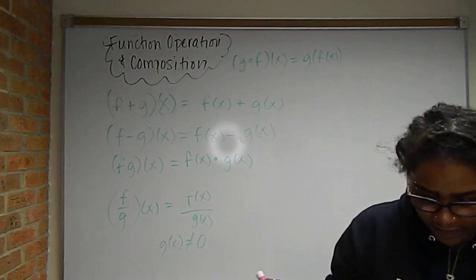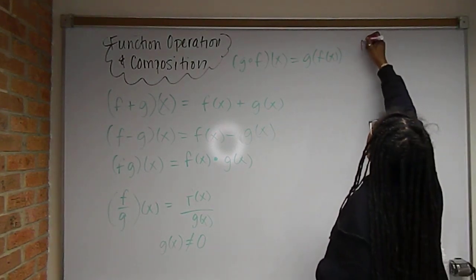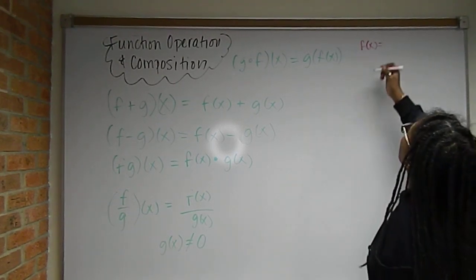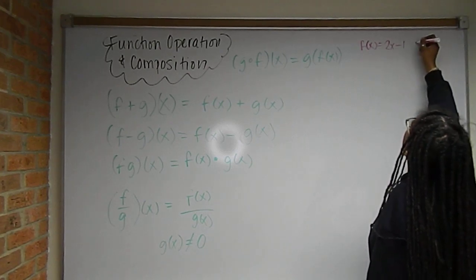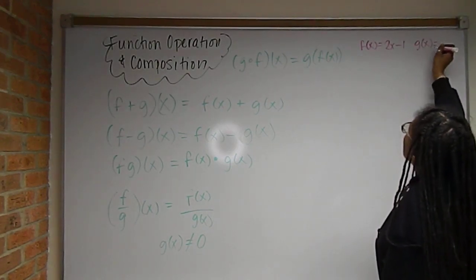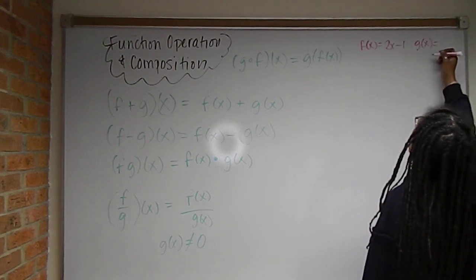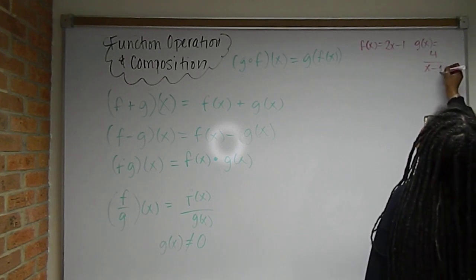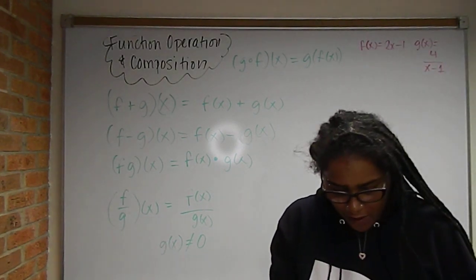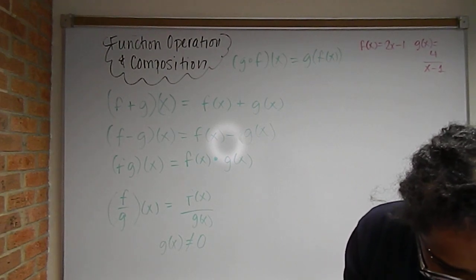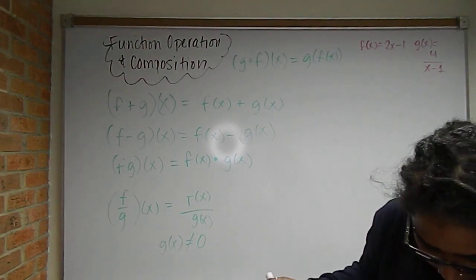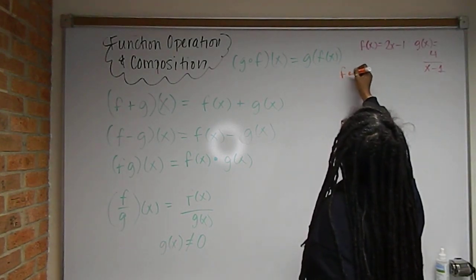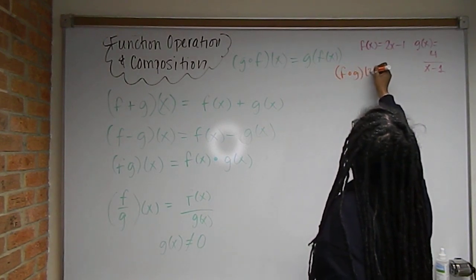So hopefully I don't run out of time for this. Let's see. We got f of x is equal to 2x minus 1, and g of x is equal to 4 over x minus 1. You like that, don't you? All right, so we are going to find f of g of 2.